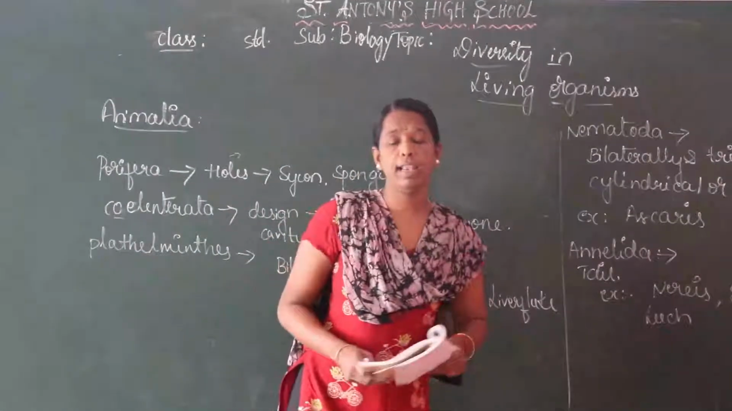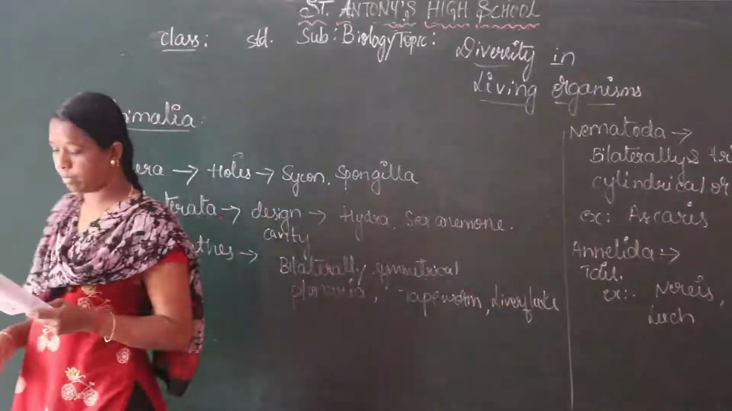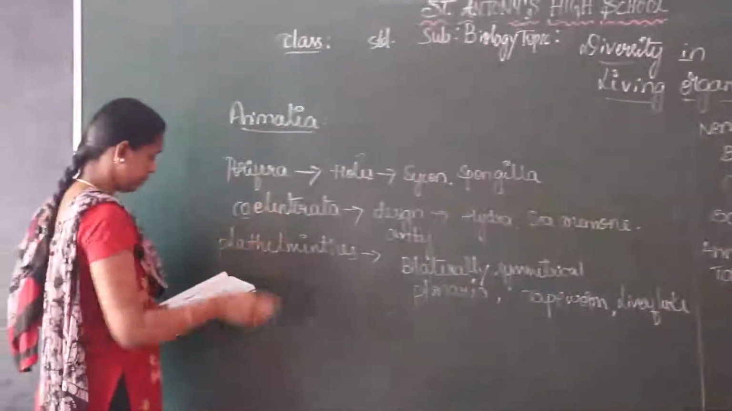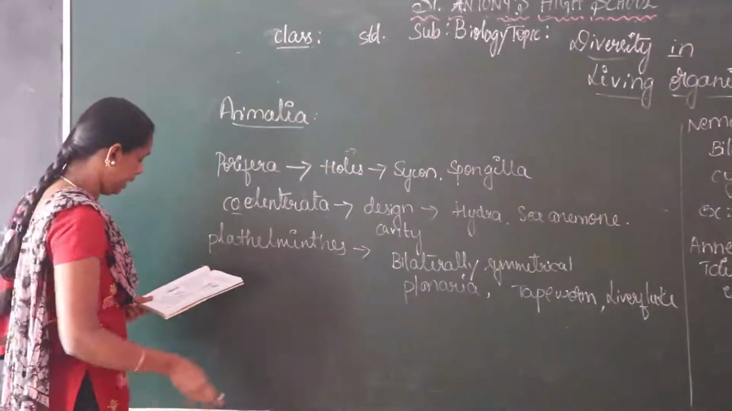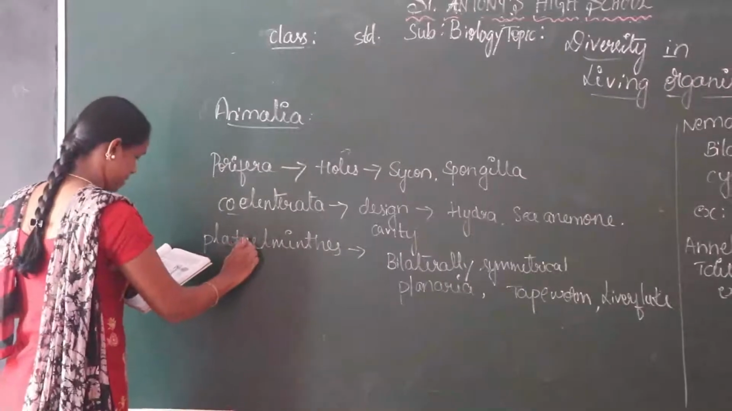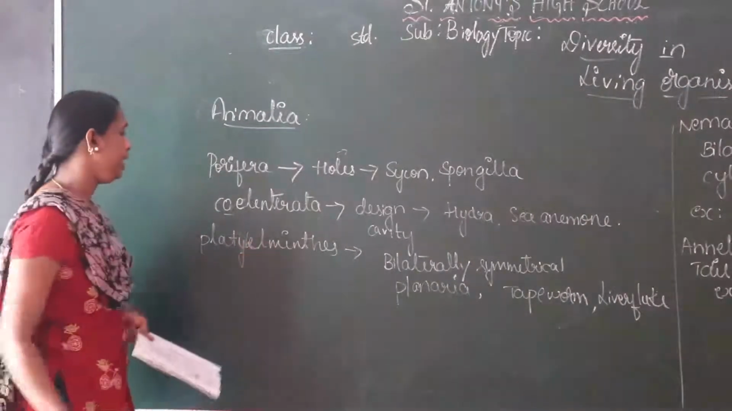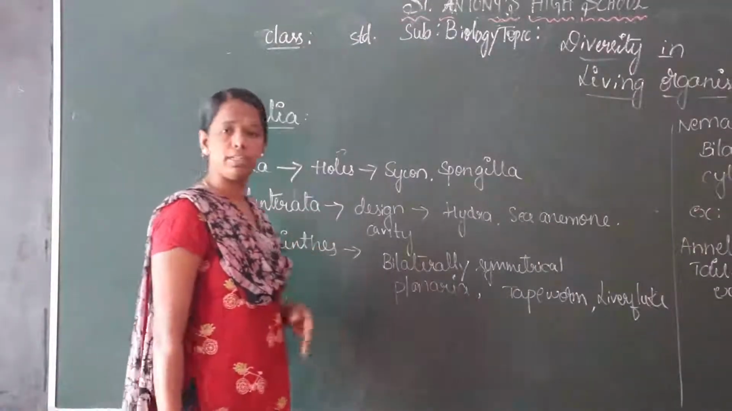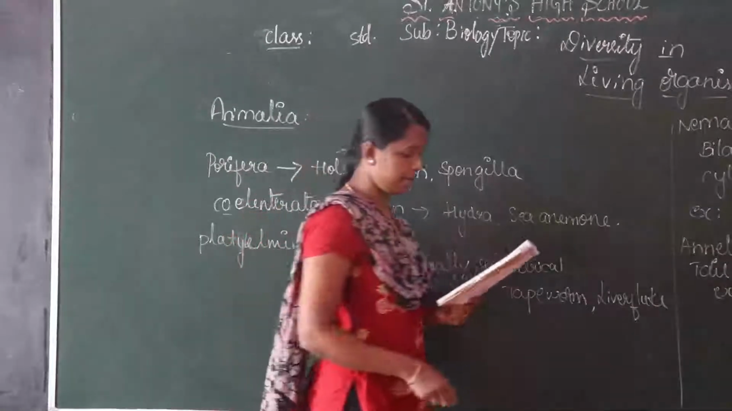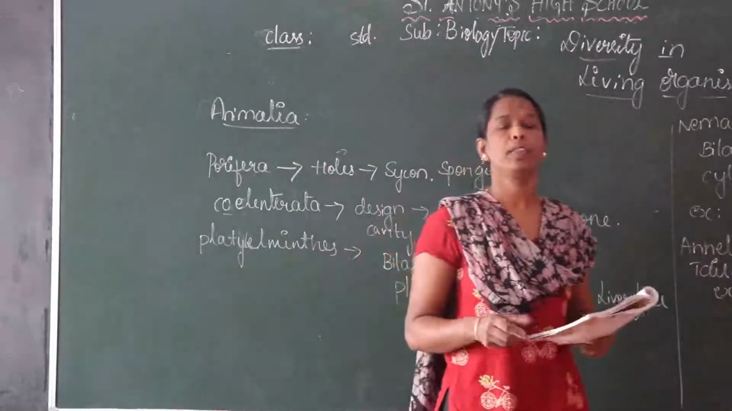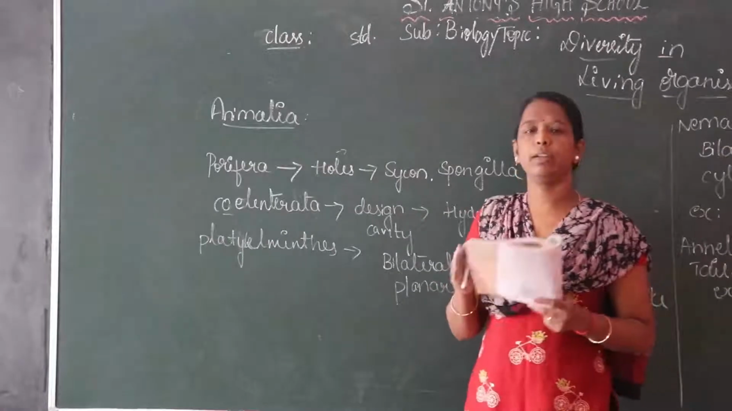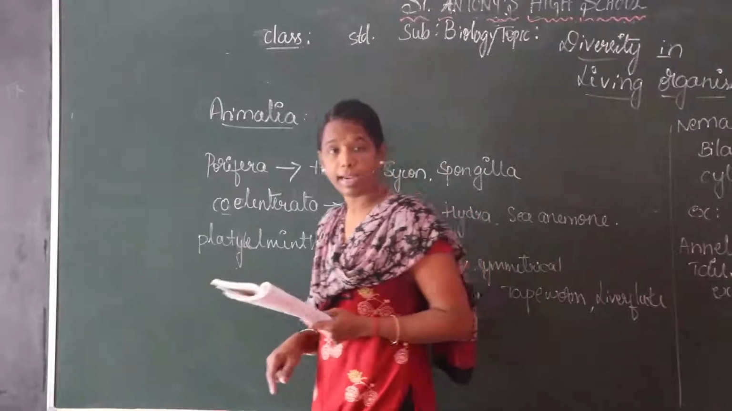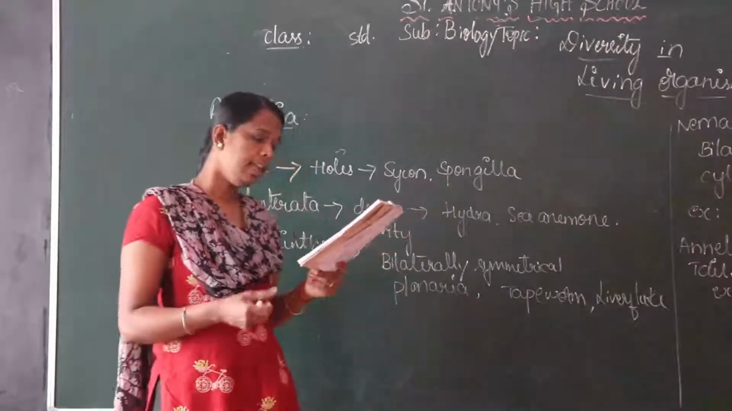And next, Platyhelminthes. Spelling of Platyhelminthes. Platyhelminthes are bilaterally symmetrical and triploblastic. Symmetrical means that when you cut it, we get two equal shapes. Bilaterally symmetrical.